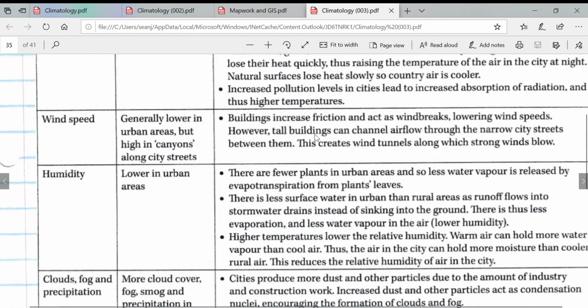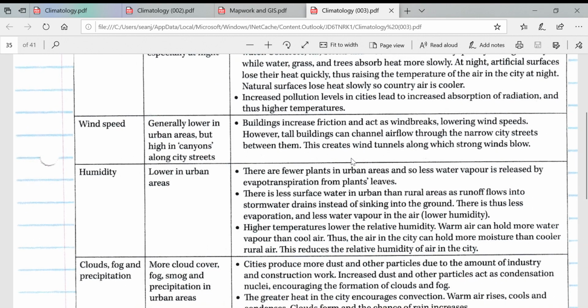Buildings increase friction and act as wind brakes, lowering wind speeds. However, tall buildings can channel airflow through the narrow city streets between them. This creates wind tunnels along which strong winds blow, and often very gusty winds.